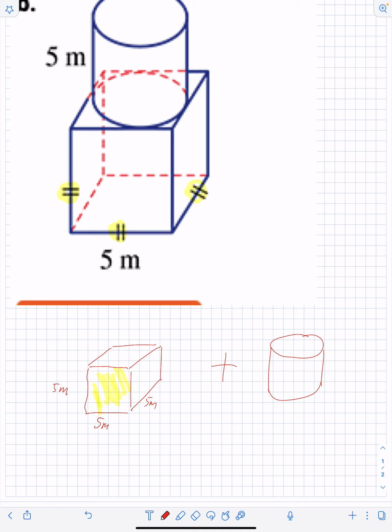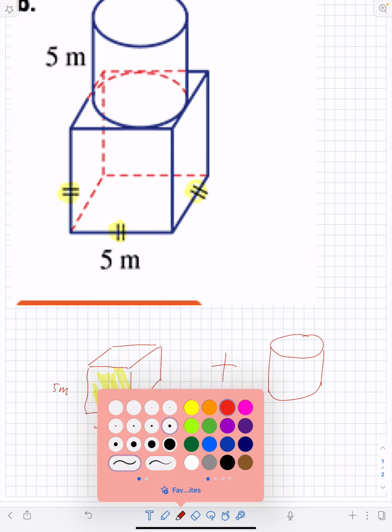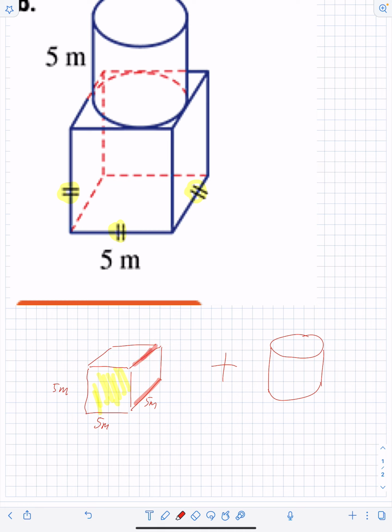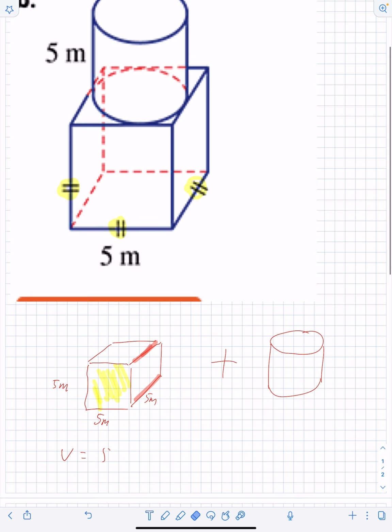And then we need to multiply it by, let's call it the depth. I'll just do that in red highlighter there, the depth. So the volume of that one is 5 times 5 times 5. All right, so that's 25 times 5. It's 125 cubic meters. So that's the volume of that cube.